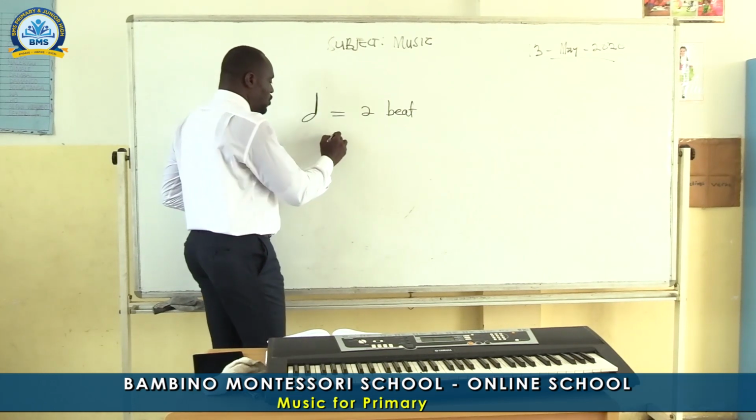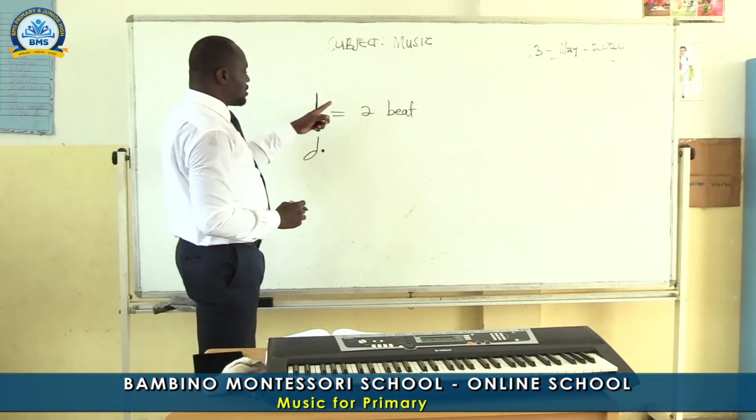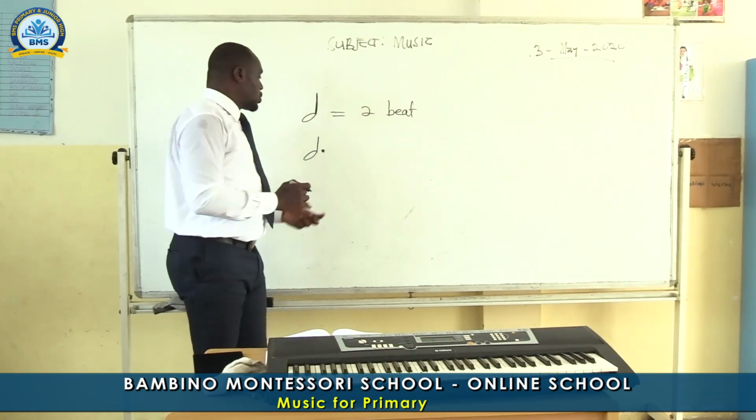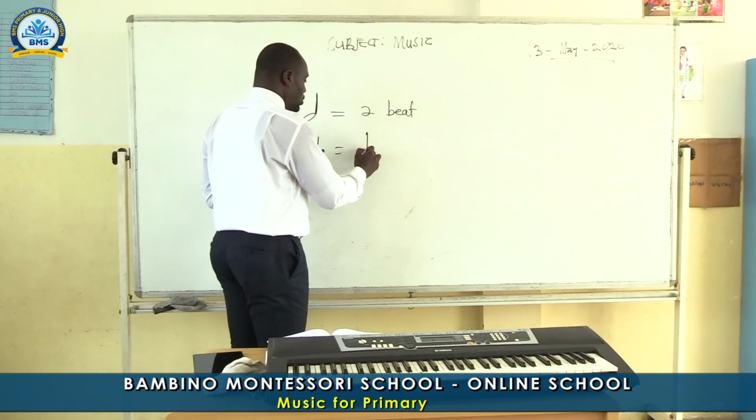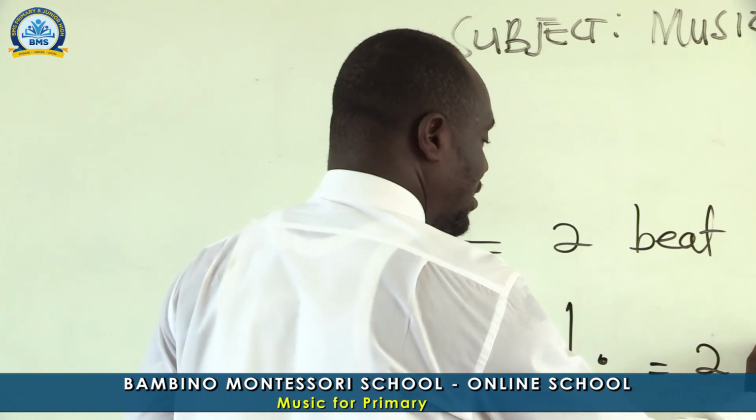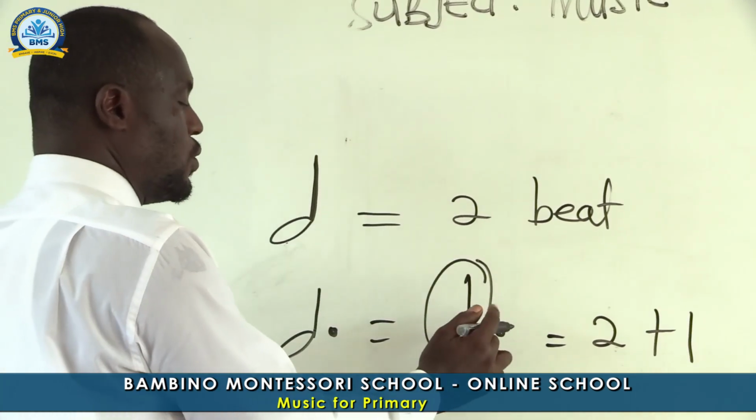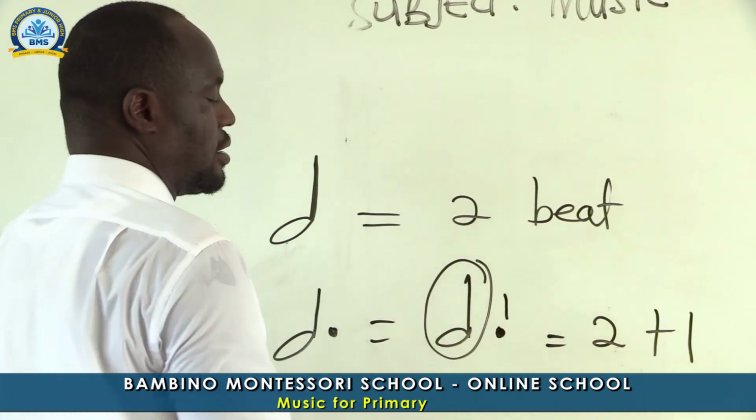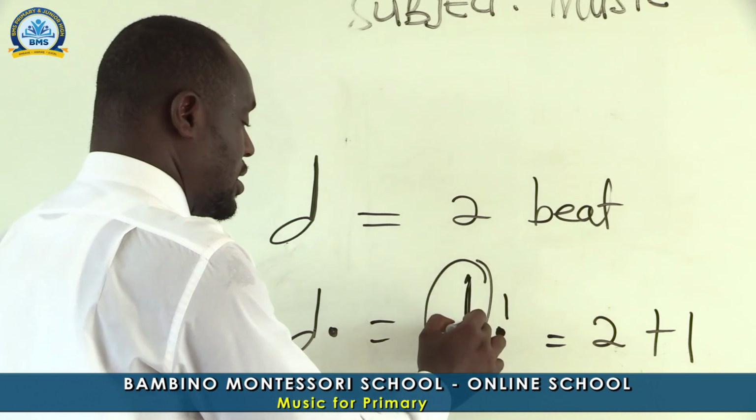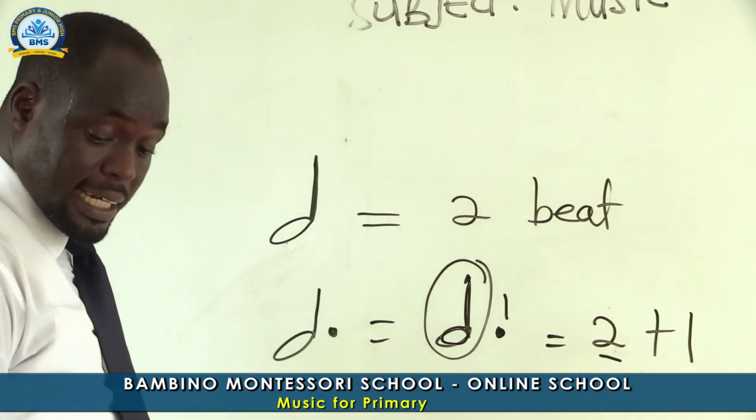So if you have a dotted half note, it's telling you that if you divide 2 by 2, you have 1, so add 1 to the 2. This note is already 2, and when you lengthen it by half of the 2, you have 1. So the dot is equal to 1. I hope it's clear. This note is 2, and the dot here becomes 1.